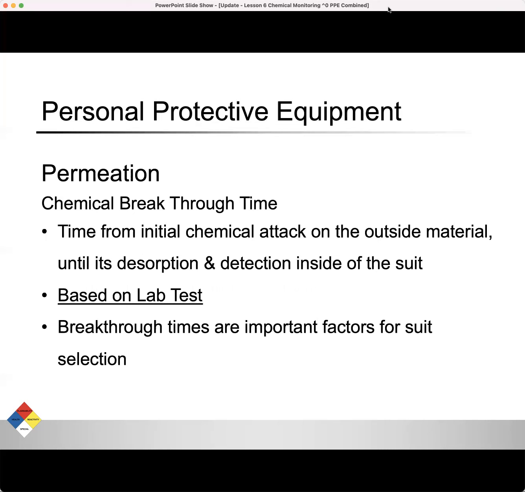We can measure how fast that is, and we describe that as chemical breakthrough time. This is the time from initial chemical attack on the outside of the material until its desorption and detection inside of the suit. This is based on lab tests, so not real world. Breakthrough times are very important factors for suit selection. So you have to match up. The point of this is you have to match up the material of your PPE to the chemical.